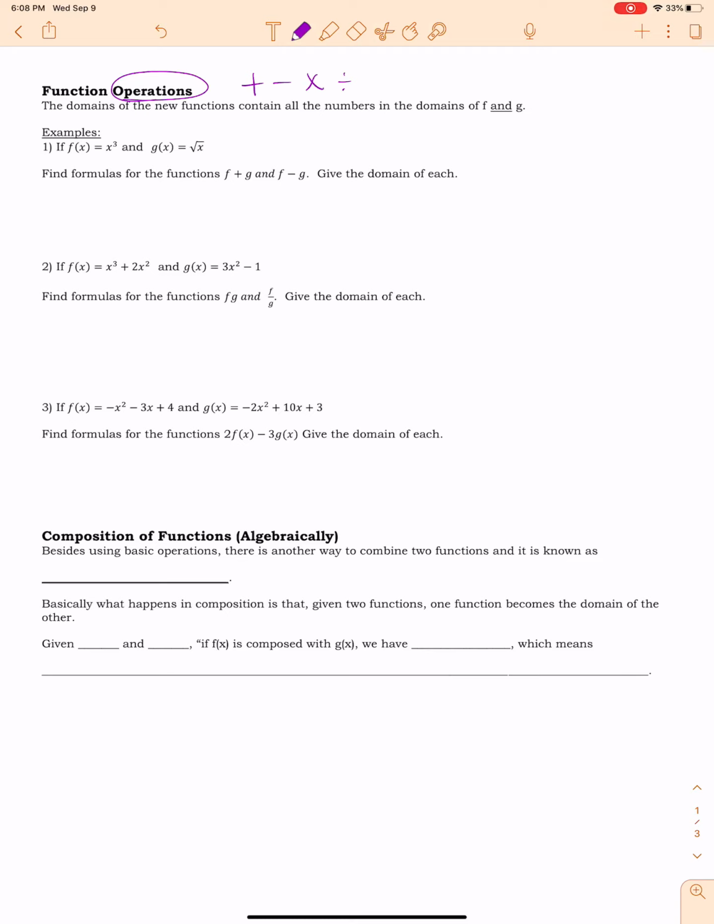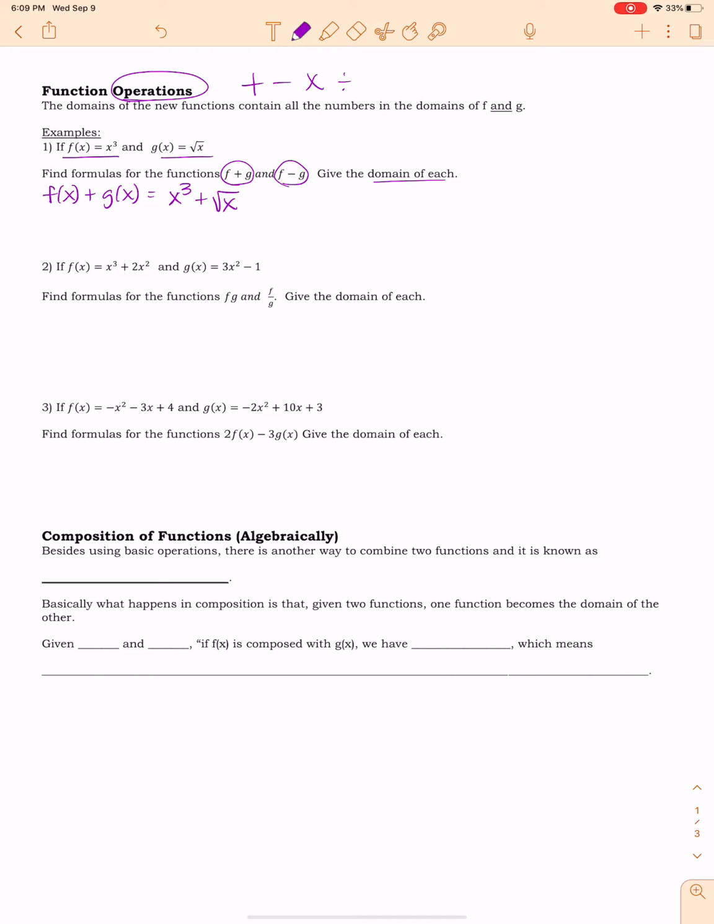That's called function operations. So if I give you f of x equals x to the third and g of x equals the square root of x, I'm going to find the formulas for f plus g and f minus g. So f plus g means I'm going to take f of x plus g of x. So that just means my function is going to be x to the third plus the square root of x. Now, x to the third and the square root of x are not like terms, so that's the answer.